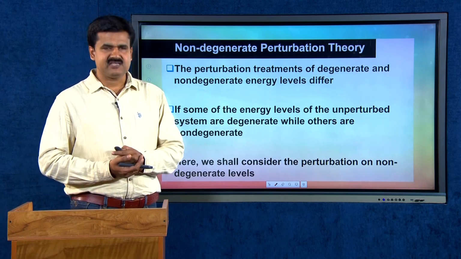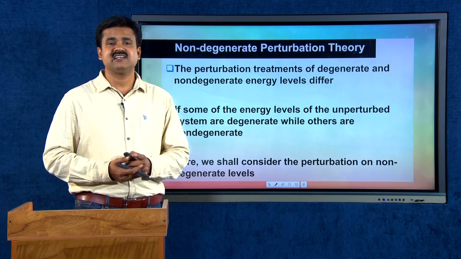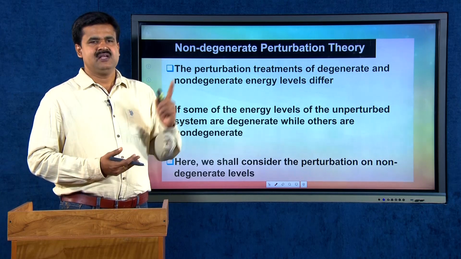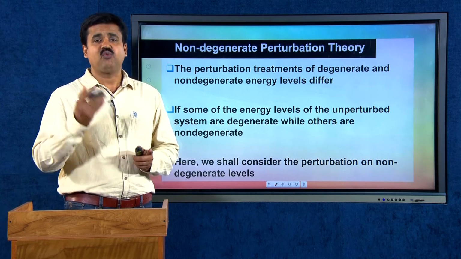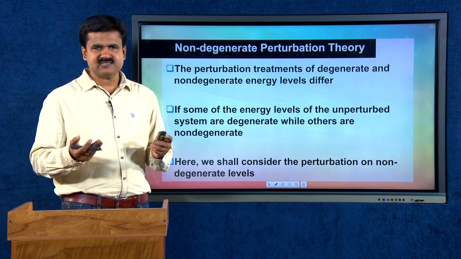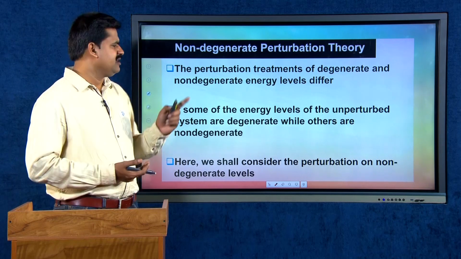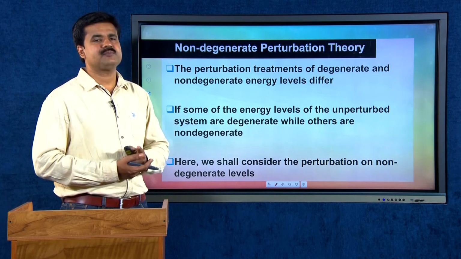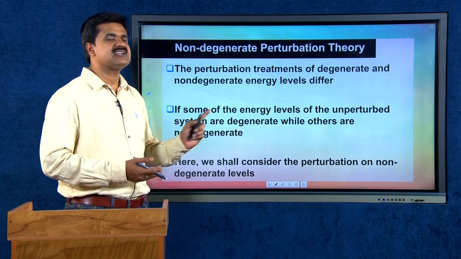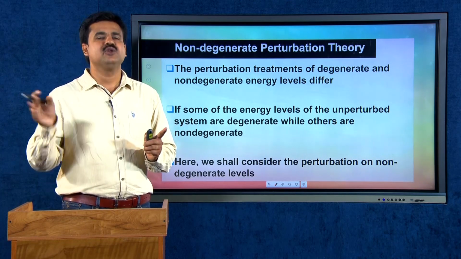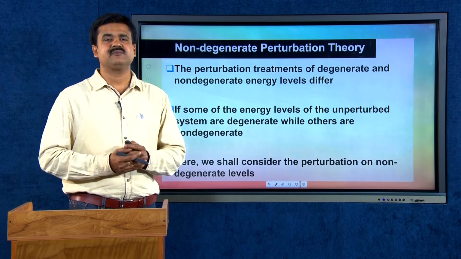Non-degenerate perturbation theory. The perturbation treatments of degenerate and non-degenerate energy levels are different. If some energy levels of the unperturbed system are degenerate while others are non-degenerate, that means for an unperturbed system some levels may be degenerate, some other levels may be non-degenerate. Here in non-degenerate perturbation theory, we shall consider the perturbation on non-degenerate levels only. That is, we are ignoring degenerate energy levels. That's why the name non-degenerate perturbation theory.